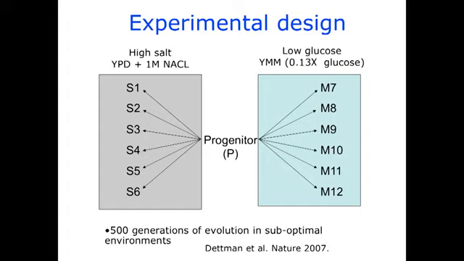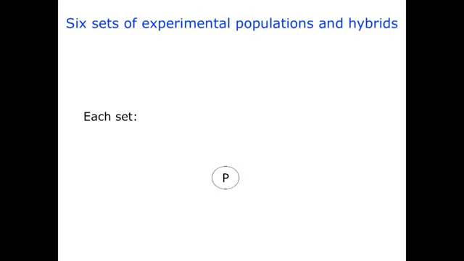This is the Detman et al. paper. It's now ancient history, but we've been mining out these populations ever since in terms of the underlying determinants of what happened. So we study these populations in sets. And here's how that happens.